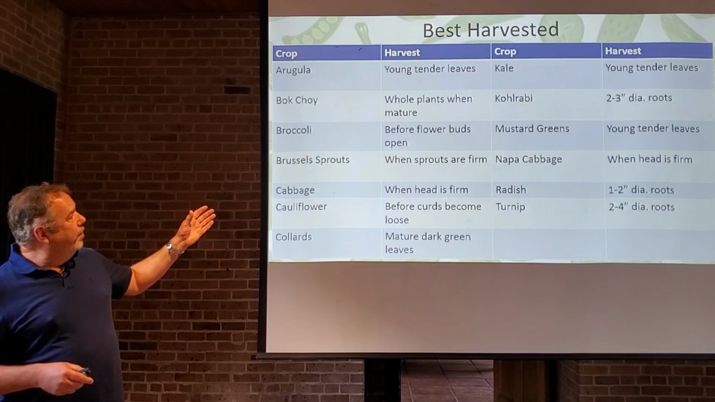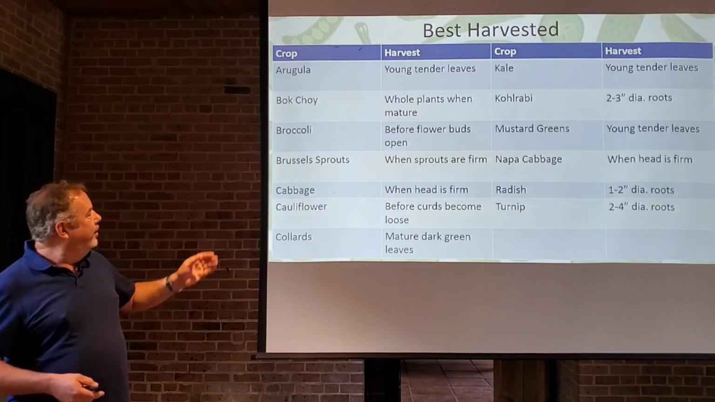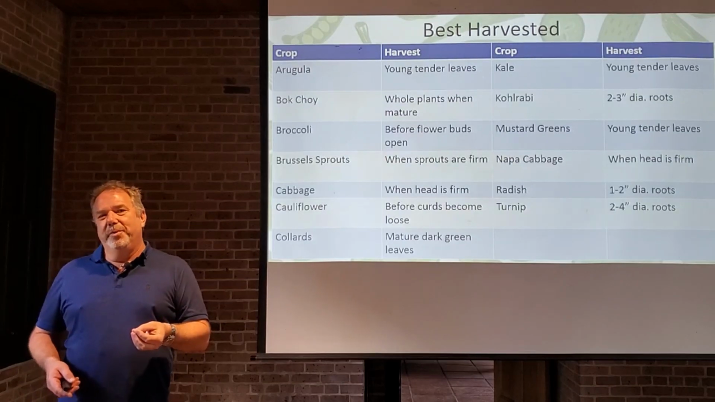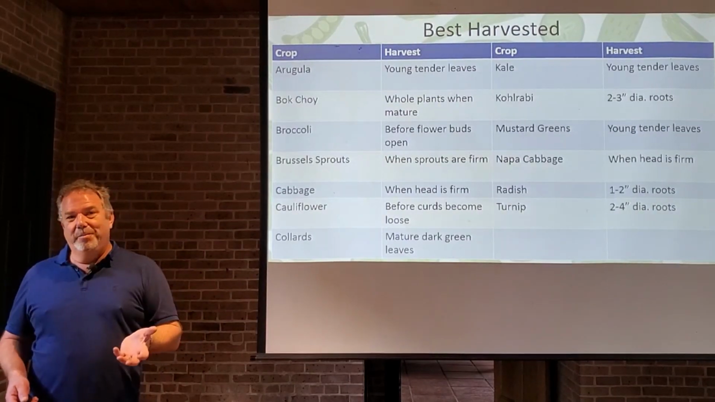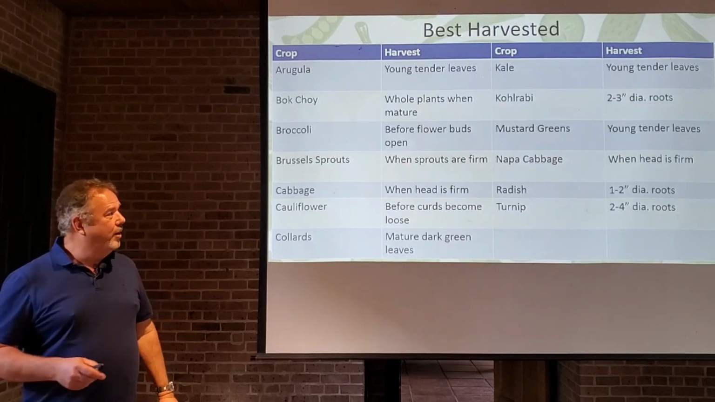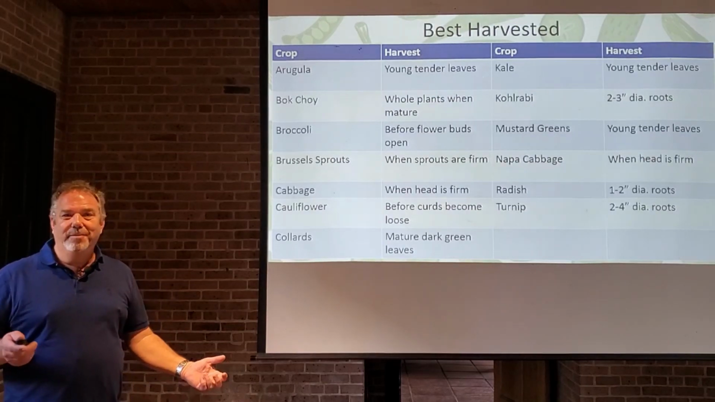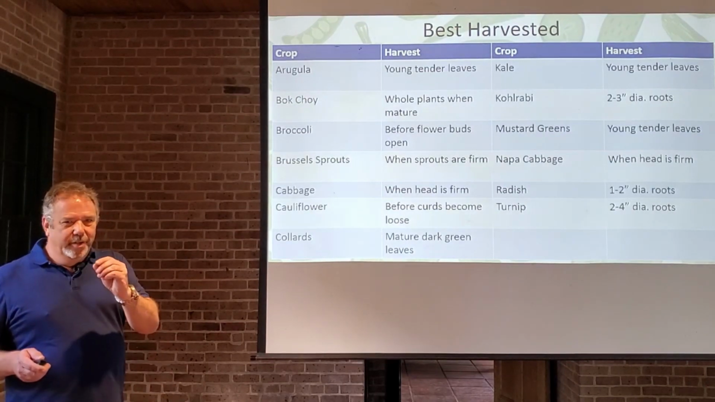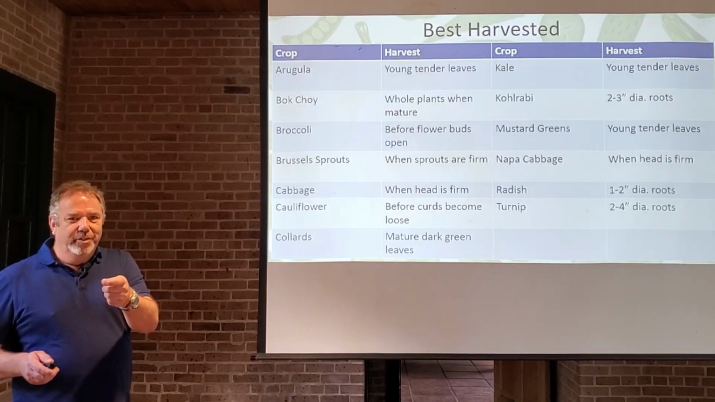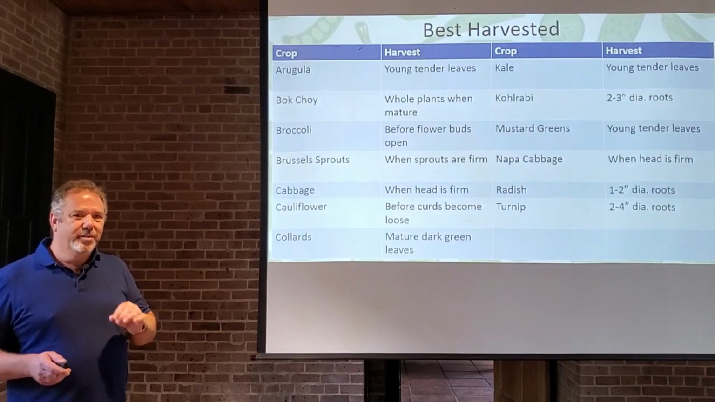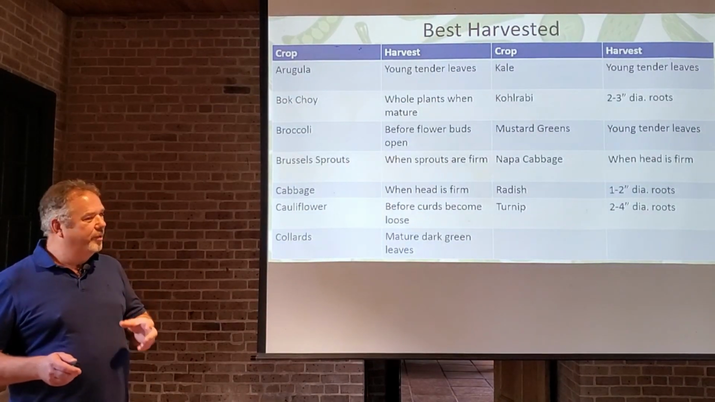Bok choy, you harvest the whole plant. Broccoli, you want to wait till just before the flower buds open. By the way, if you didn't know it, broccoli is just a giant flower. If you wait too long, the whole thing will flower, and it's actually quite lovely, and the bees and butterflies love it. But you want to wait till those little balls that you see, each one of those is a little flower bud, and it gets to be about the size of a match head right before it opens, and that's when you want to get it.